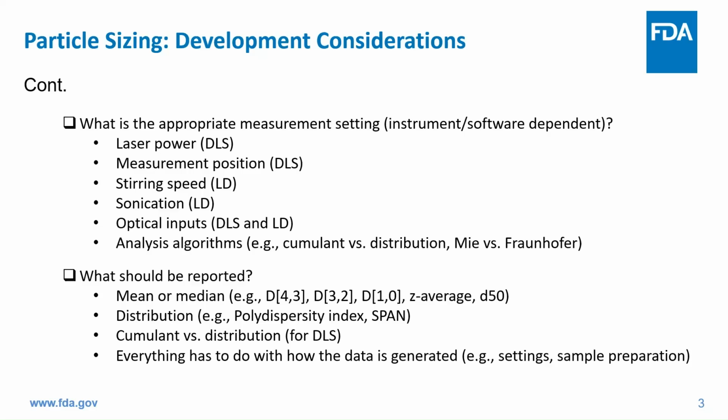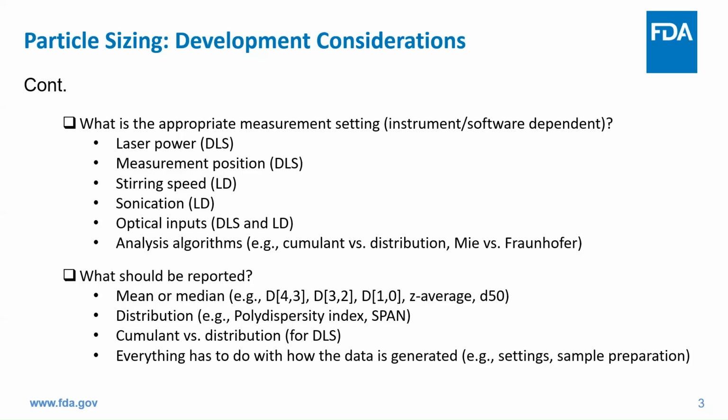And also, we talk about distribution: polydispersity index and span are two ways to analyze the spread of a distribution. But PDI, or polydispersity index, keep in mind, is only suitable for DLS. It's only suitable for cumulant analysis in DLS. It's not applicable for distribution analysis, for example. Rather, for distribution analysis, it is the span value that's more critical.